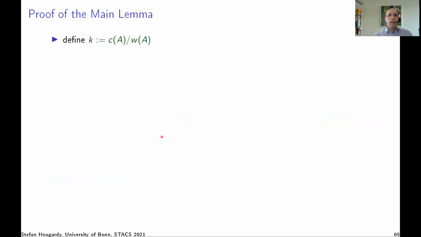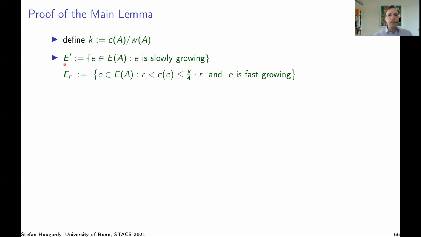as follows. So our main lemma says that C of A divided by W of A is bounded by some log over log log factor. And so let's call this ratio K. So we want to show that K is bounded by this log over log log factor. So we have this definition: E prime are the slowly growing edges, ER are the fast growing edges, which have a C value in this range.